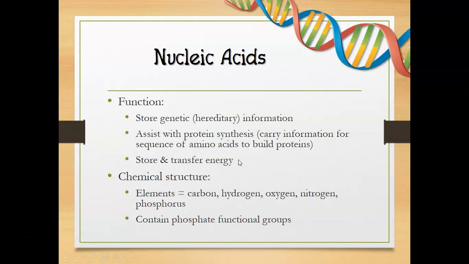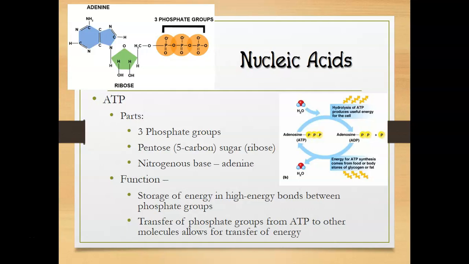So in terms of chemical structure, what do I need to know? Well, carbon, hydrogen, oxygen, again, nothing's changed. These also have nitrogen like your proteins do, but now they've got phosphorus instead of sulfur. So they contain phosphate functional groups. Let's take a look at ATP first. This is a modified nucleotide, so we'll talk about nucleotides, your building blocks, in just a second. And I say it's a modified nucleotide, and you'll see what I mean in a moment.